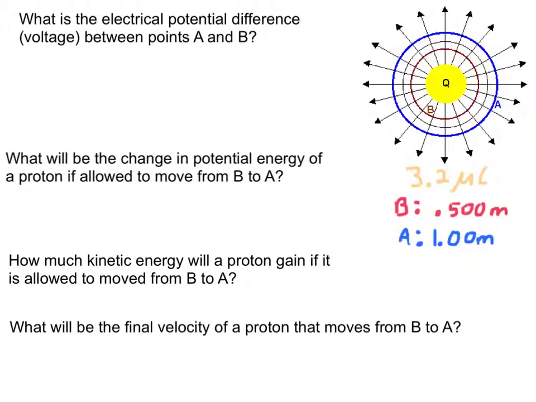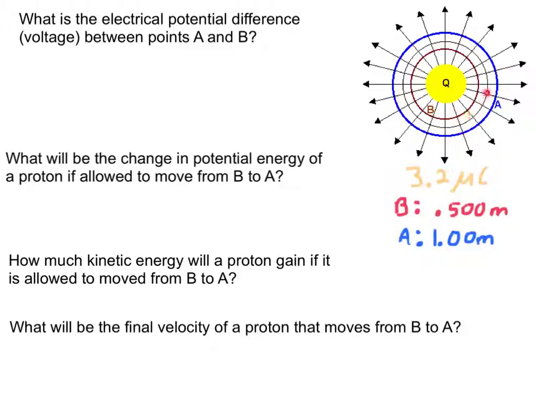All right, so in this problem, I have a charge Q of 3.2 microcoulombs. And then I want to know the electrical potential difference between point A and B. The entire idea behind this problem is I'm going to let some positive charge, aka a proton, move from B to A.